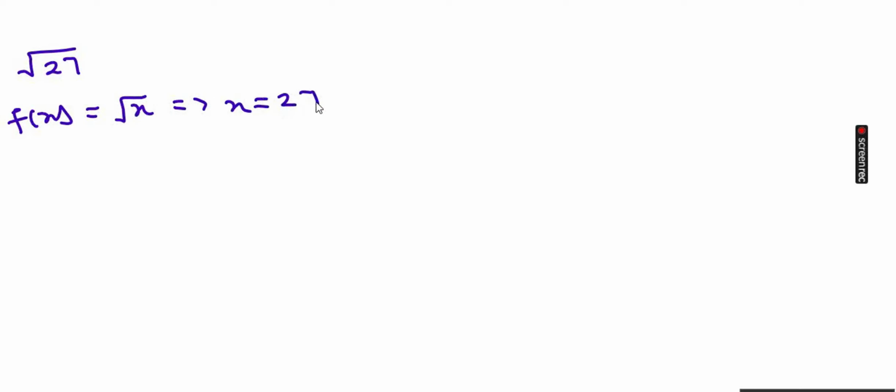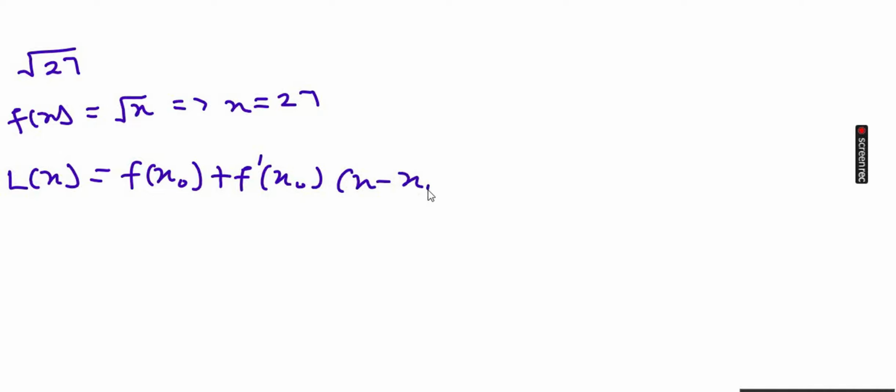Alright viewers, welcome back. We are taking a question on linear approximation. We have to approximate the value of square root of 27. Now if I have my f of x, the function, to be square root of x, this implies that x is equal to 27. Now from the linear approximation, we have the linear approximation of x to be equal to f of x naught plus f prime of x naught multiplied by x minus x naught.